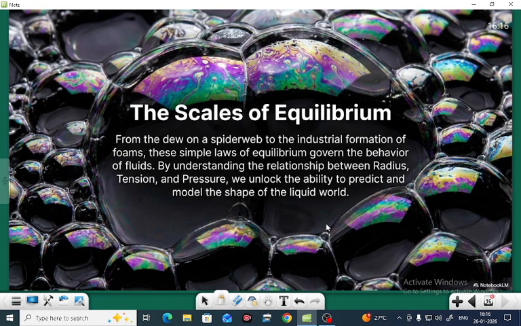The scales of equilibrium. From the dew on a spider web to the industrial formation of foams, the simple laws of equilibrium govern the behavior of fluids. By understanding the relationship between radius, tension and pressure, we unlock the ability to predict and model the shape of the liquid world.